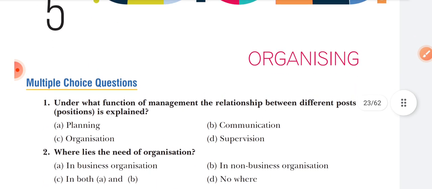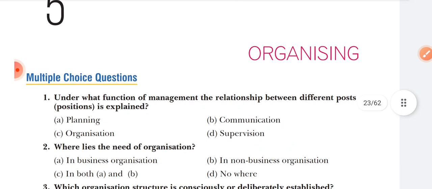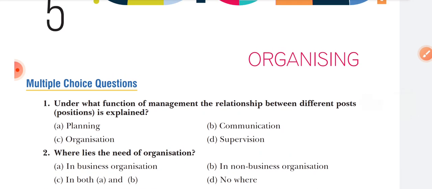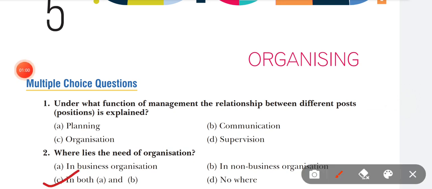Now question 2. Where lies the need of organization? Option A, in business organization. Option B, in non-business organization. Option C, in both A and B. And option D, none of the above, nowhere. And the correct option of this question is option C, in both A and B.